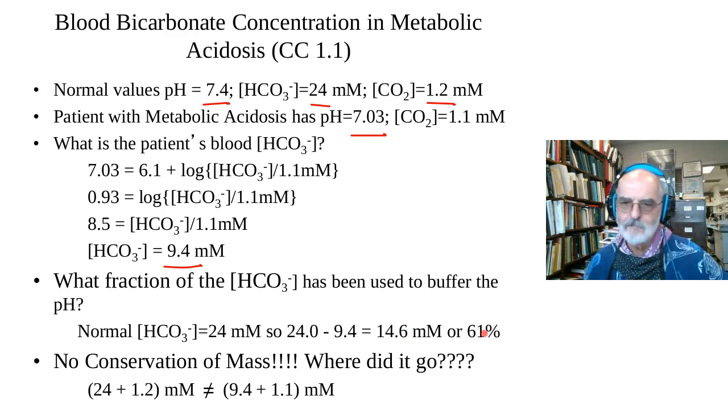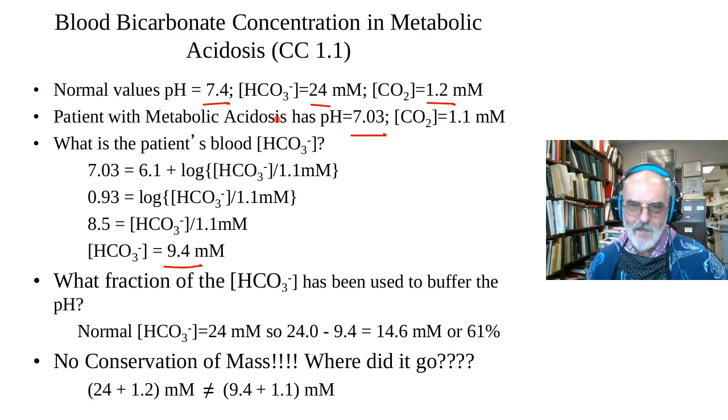But notice, there's no conservation of the mass. What I mean by that is the 24 plus 1.2, the normal values up here, do not equal 9.4 plus 1.1. 9.4 is where the bicarb went. 1.1 is where the CO2 went. These are not equal to one another. Where did the mass go?